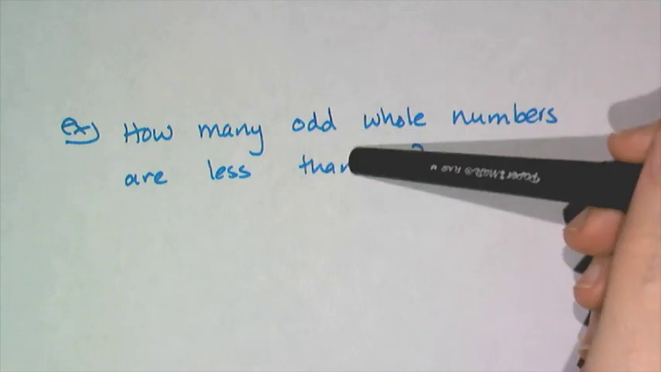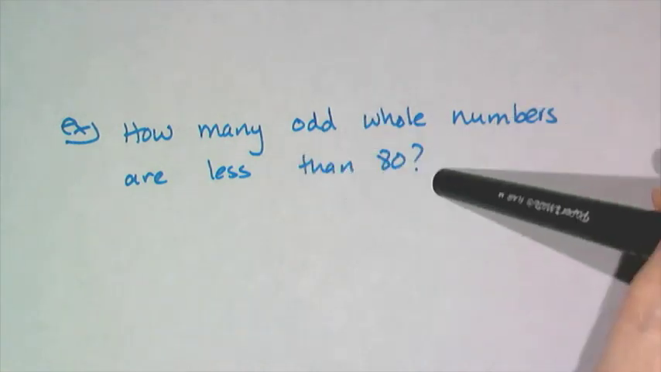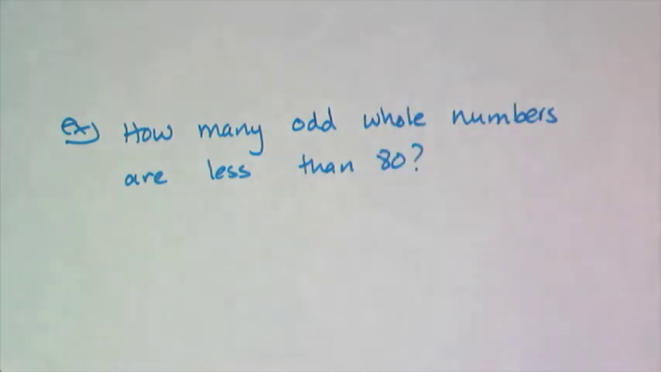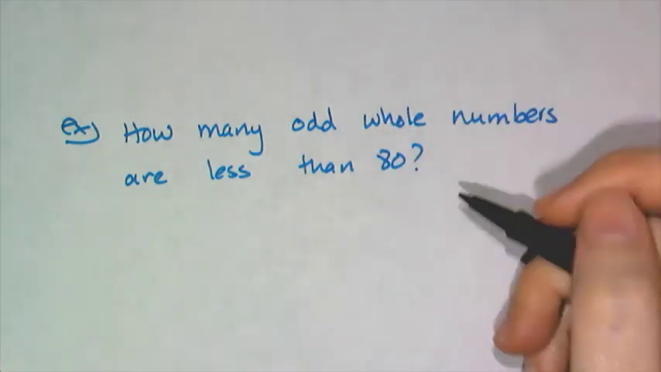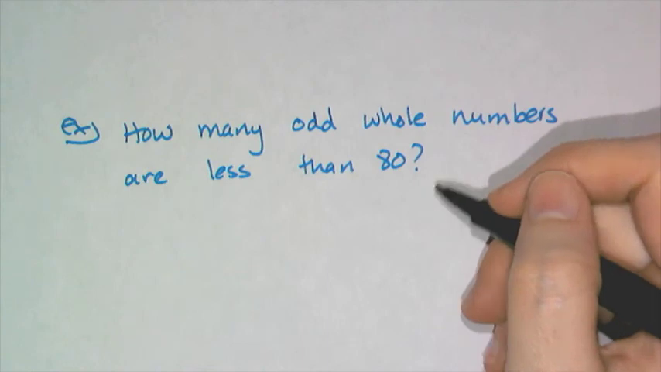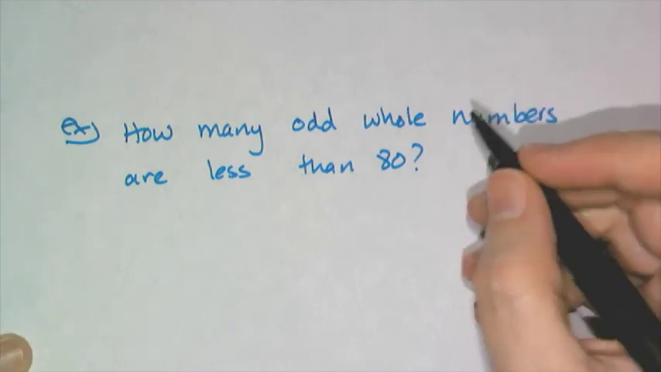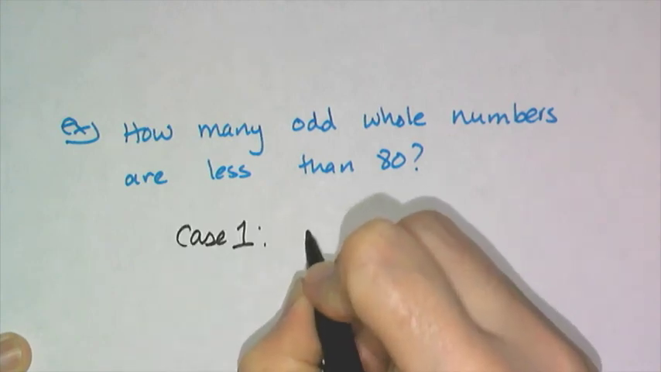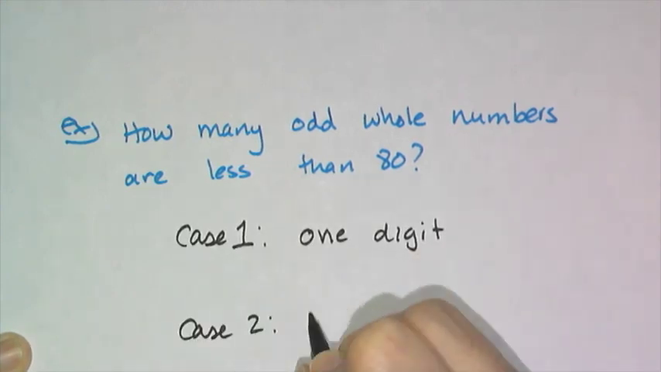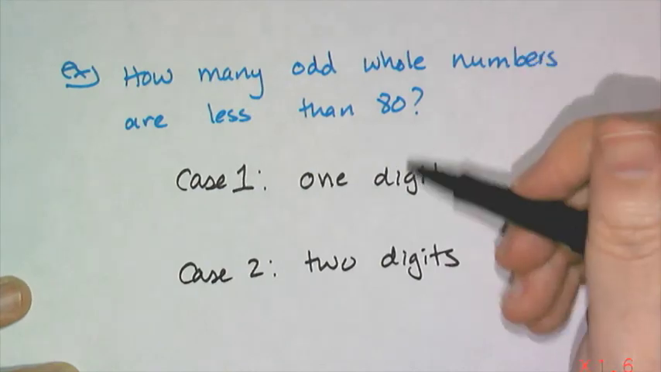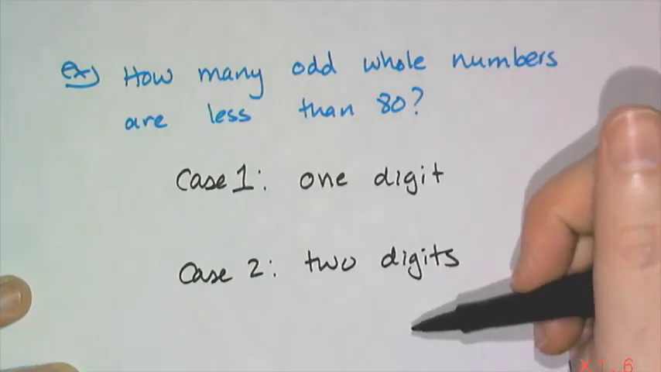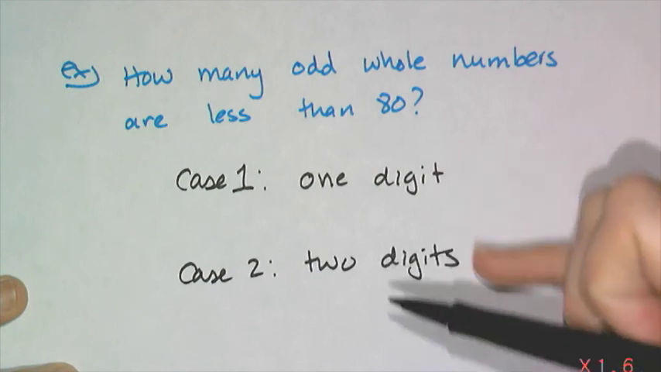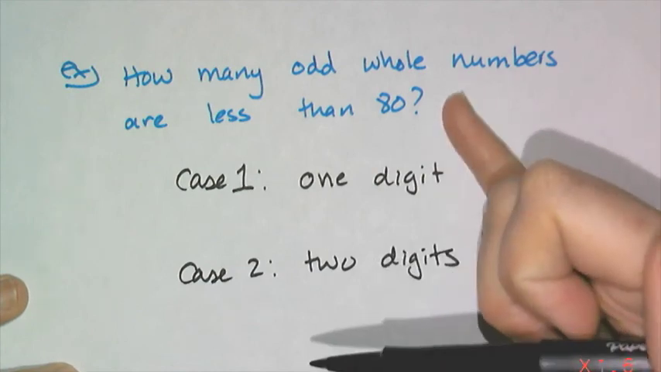So how many odd whole numbers are less than 80? Okay, so this, I could go ahead and count all the numbers up, but I don't want to do that. I'm going to think about, what kind of numbers do I have that are less than 80? I can have two cases of numbers. Case 1 are one-digit numbers, and case 2 are two-digit numbers. And these two cases are mutually exclusive, because if you think about a number, you are either going to be one-digit or two-digit if you are going to be less than 80, correct?